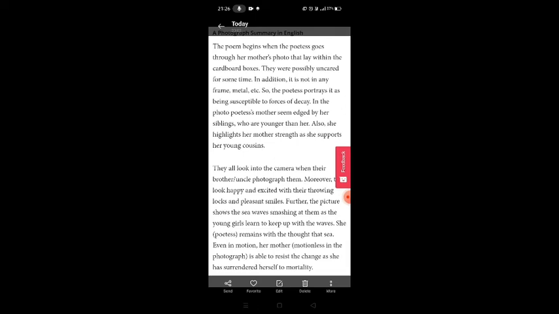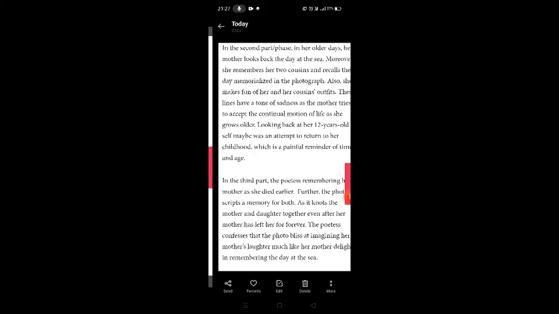She remains with the thought that the sea, even in motion, her mother, that is motionless in the photograph, is able to resist the change as she has surrendered herself to mortality.